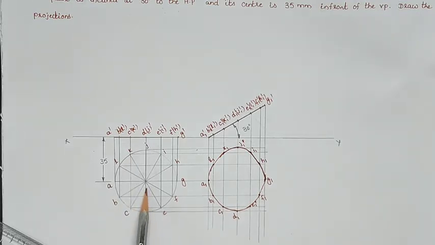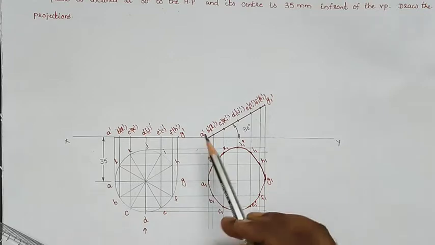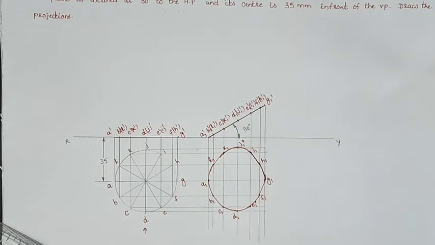So how will we draw the first top view? Draw the first top view of the center 35 from the reference line, and construct a circle with 50 mm diameter. Draw the first front view as a straight line, and redraw it with an angle of 30 degrees, locating all the points on the second front view.